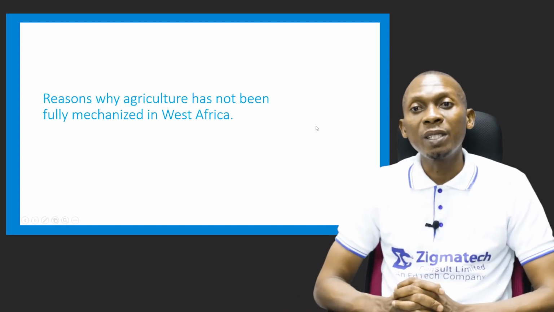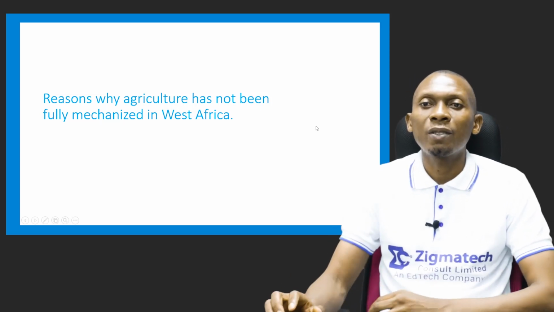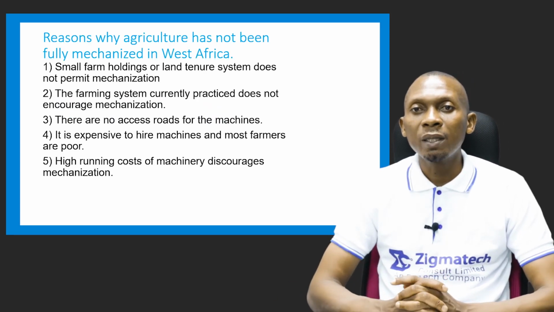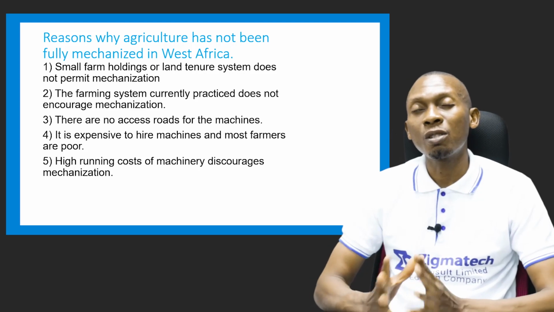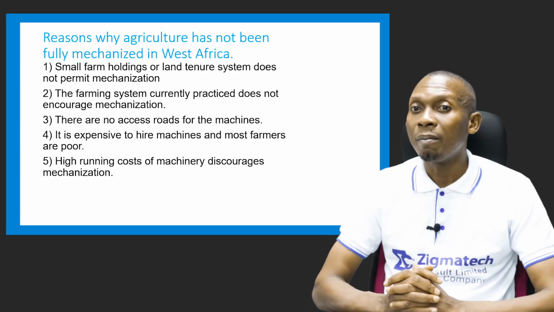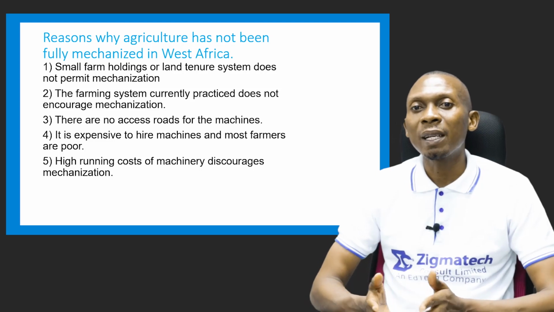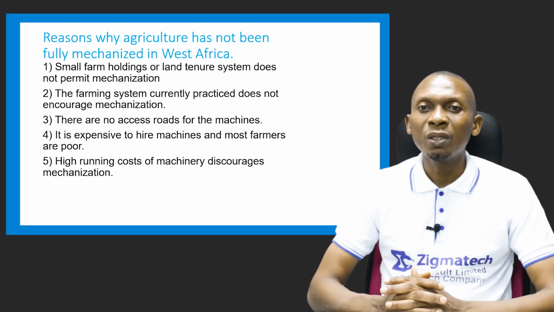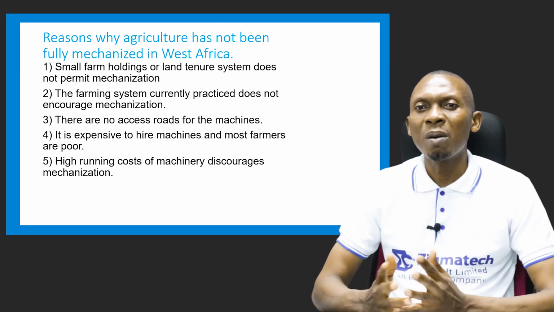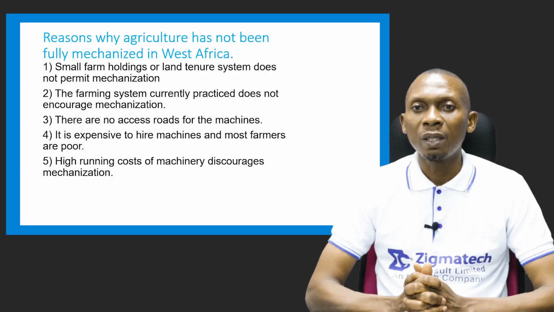Let's look at the reasons why agriculture has not been fully mechanized in West Africa. So there are some reasons why agriculture has not been fully mechanized in West Africa. So these are the reasons: the size of the farmland, which has to do with small farm holdings, or the land tenure system does not permit mechanization. Also, the farming system currently practiced does not encourage mechanization. We have different types of farming systems: mixed farming, mixed cropping. All of these do not actually encourage mechanization.